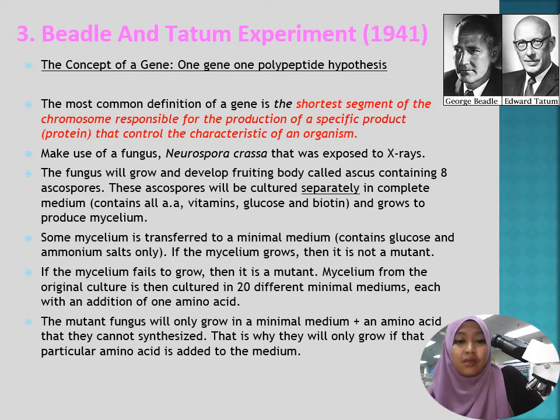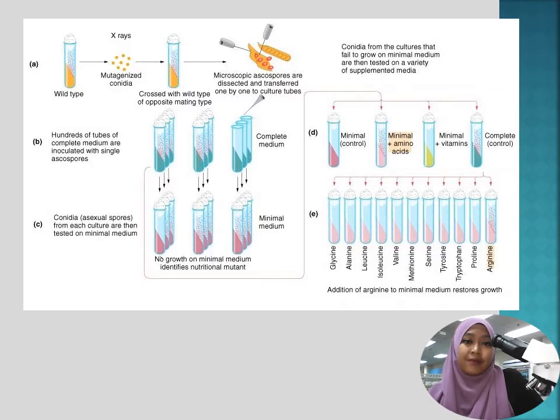So here, the mutant fungus will only grow in a minimum medium plus the amino acid they cannot synthesize. That's why they will only grow if a certain, specific amino acid is added to the medium. So here is the illustration, or the diagram, of how Beadle and Tatum arrived at the concept of one gene, one polypeptide.